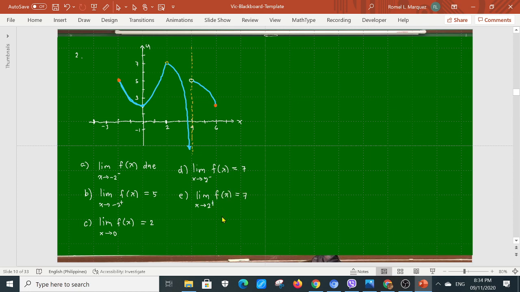7 also. So what can we say about the limit as x approaches 2? 7 also, because they are equal, no? Next, we have h. Limit as x approaches 4 from the left. Guys, what about that? From the left.